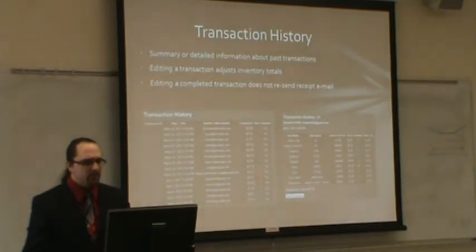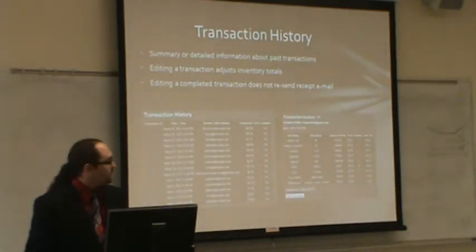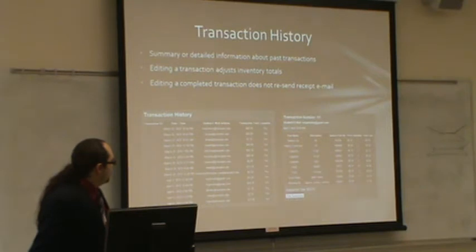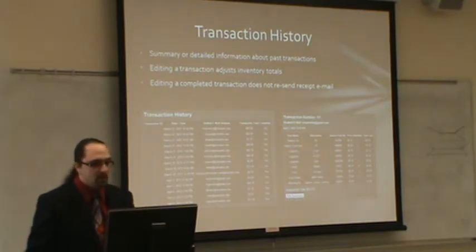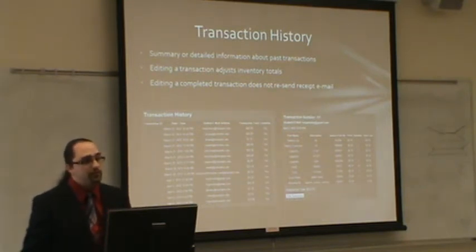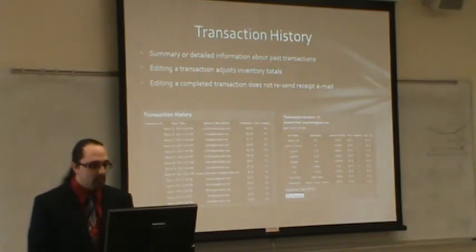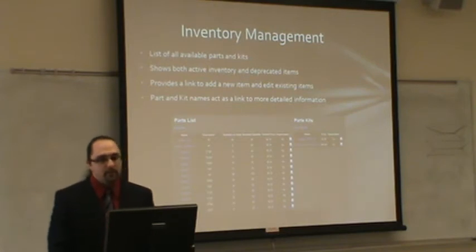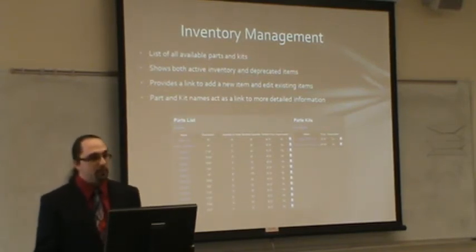The transaction history can give you details about the transaction or just a quick view of all the past transactions. You can edit a transaction through this view, and it will adjust the inventory in the event that mistakes were made, and editing those doesn't resend the email, so you're not constantly spamming the student if you make a bunch of mistakes.